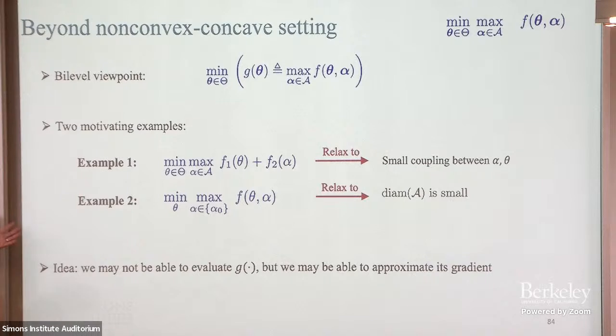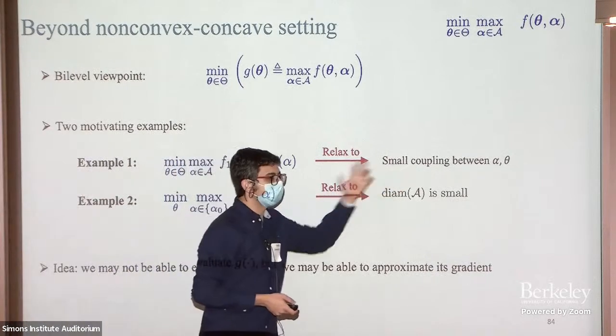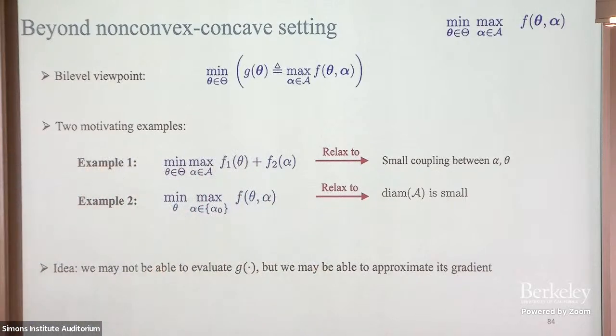Now, if you relax it a little bit, essentially the result is that if your coupling between theta and alpha is small, or the diameter of A is small, then you can solve that problem for the stationary notion. The idea is that we may not be able to evaluate G exactly to take its gradient, but we may be able to compute and evaluate the gradient of an approximation of G.